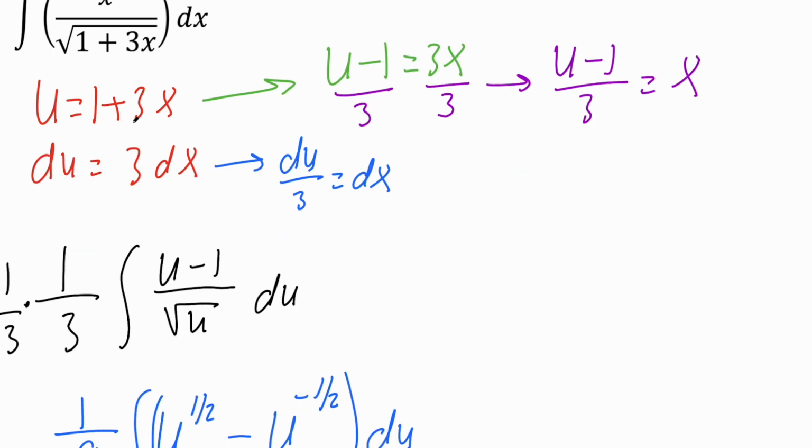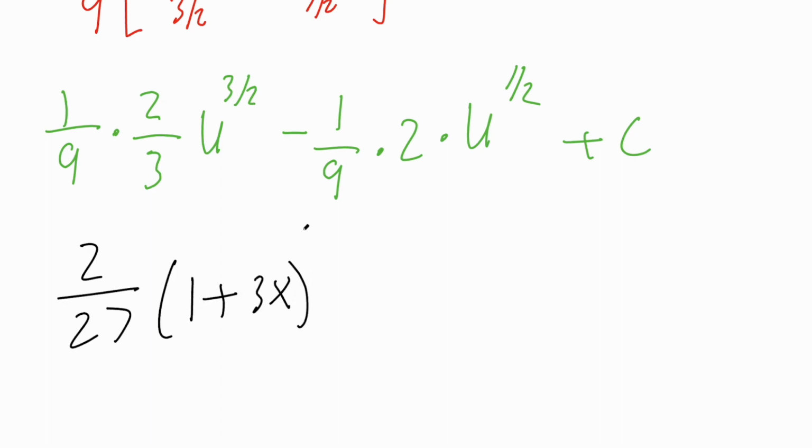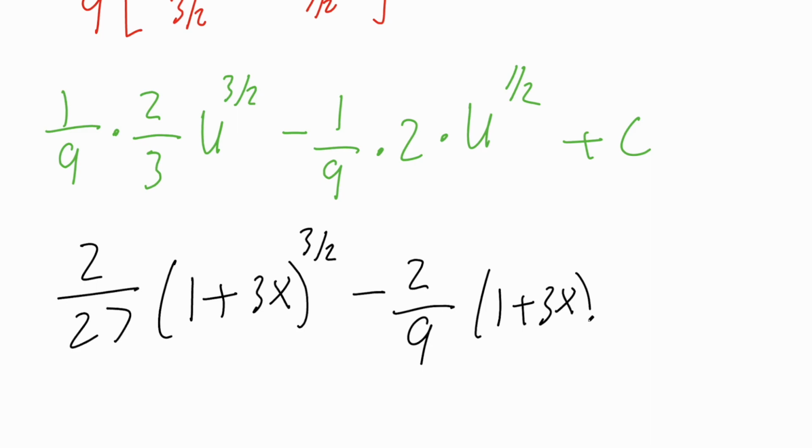And u is equal to 1 plus 3x. So 1 times 2 is 2. 9 times 3 is 27. So 2 over 27, parentheses. Again, u is equal to 1 plus 3x, close parentheses, raised to 3/2. Minus 1 times 2 is 2. So minus 2 divided by 9, parentheses, 1 plus 3x, close parentheses, raised to 1/2 plus c.